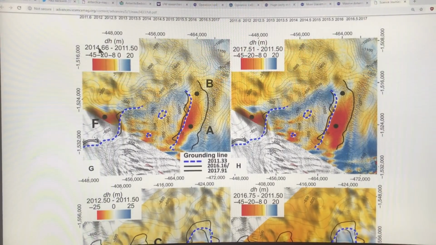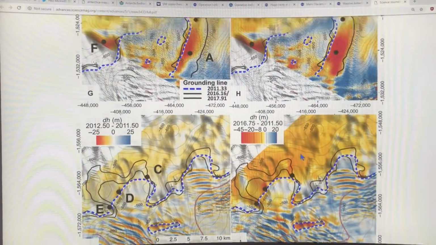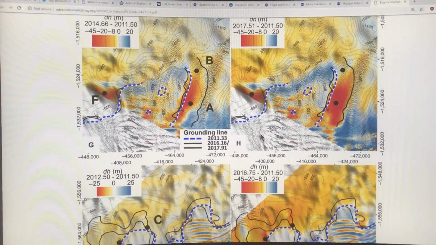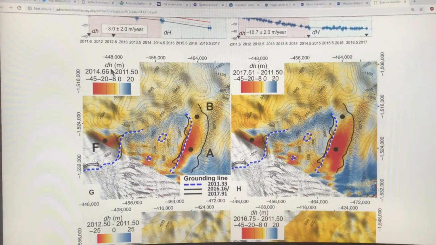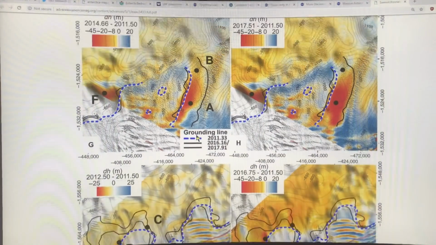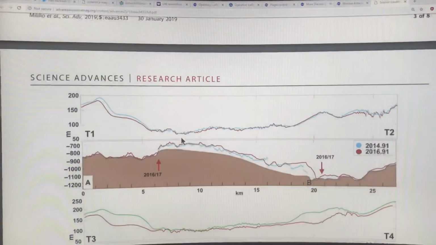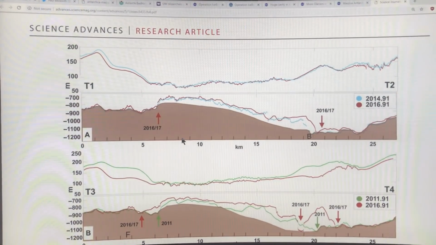This is 2014 compared to 2011, the difference, and 2017 compared to 2011. You can see how the change in height, the loss of ice, this is small h, so it's not ice thickness, it's loss of freeboard, if you like, is increasing over time. Okay, now here is the key finding.